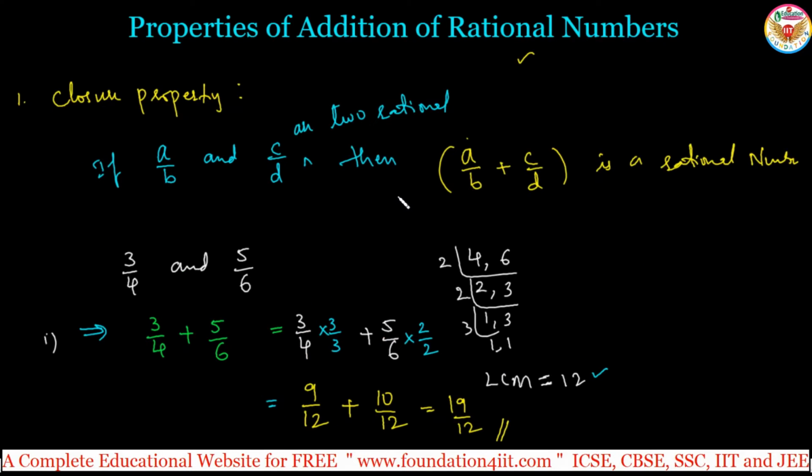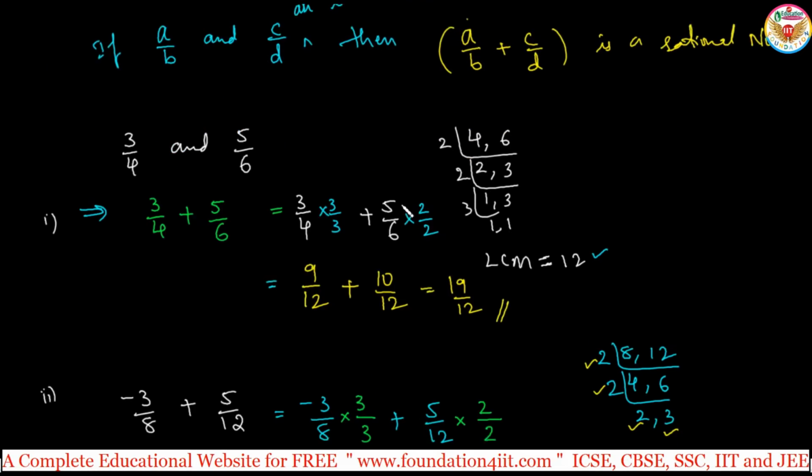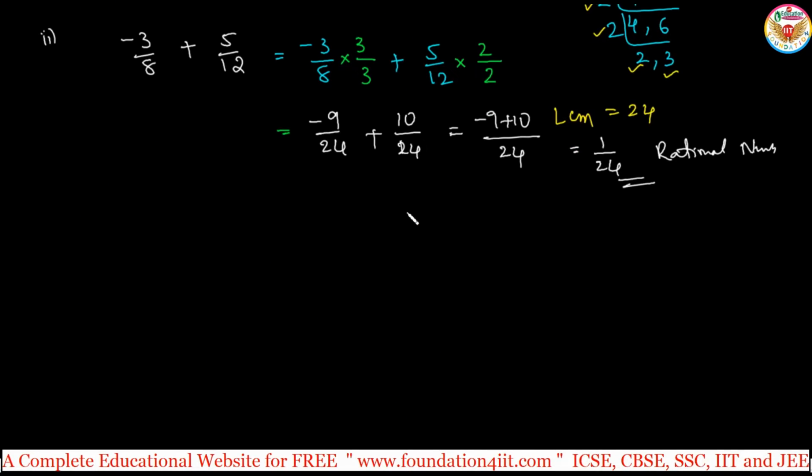So closure property exists in the addition of rational numbers. Next one, commutative property. You already know how to add rational numbers from these examples, so let's only show the property now. Next is commutative property, or commutativity. The addition of any two rational numbers is commutative.